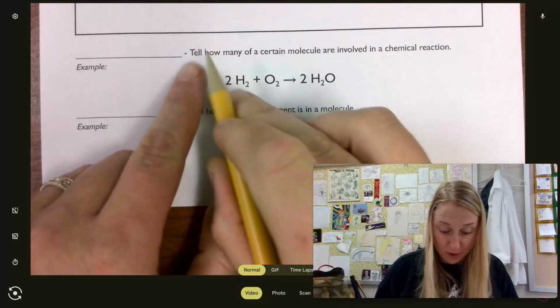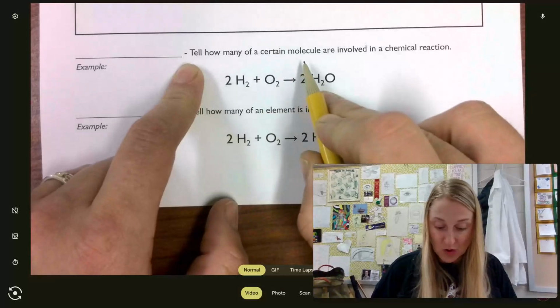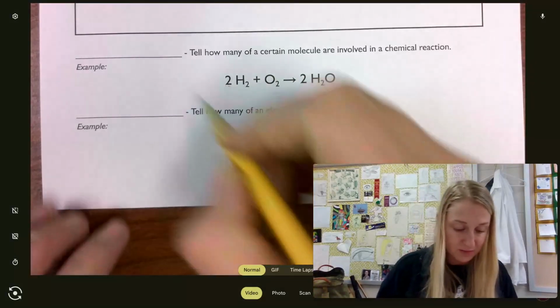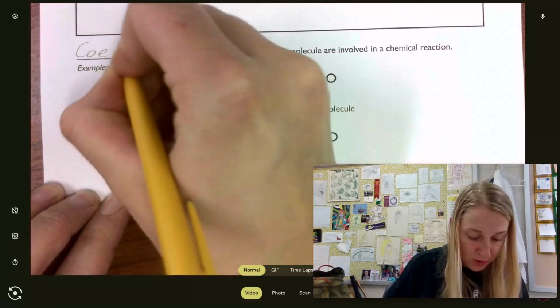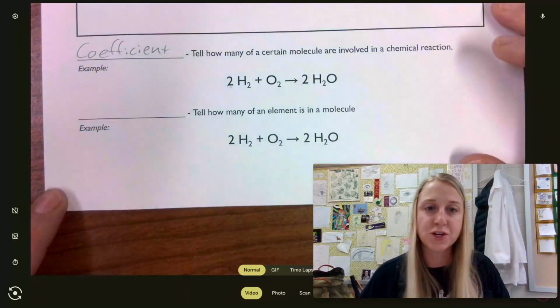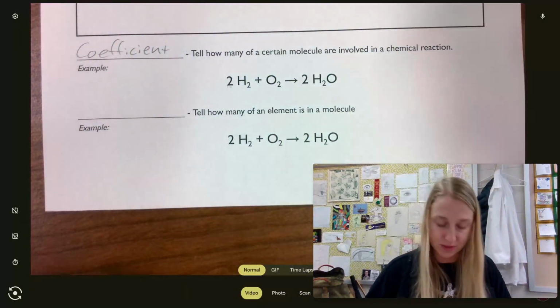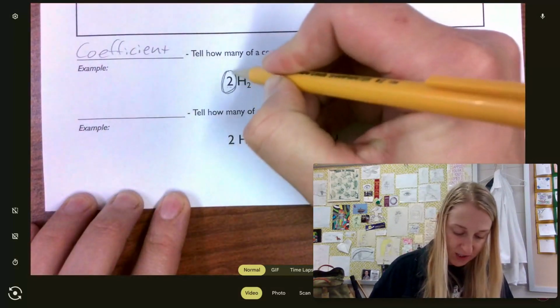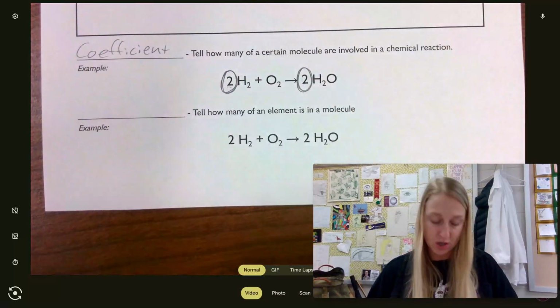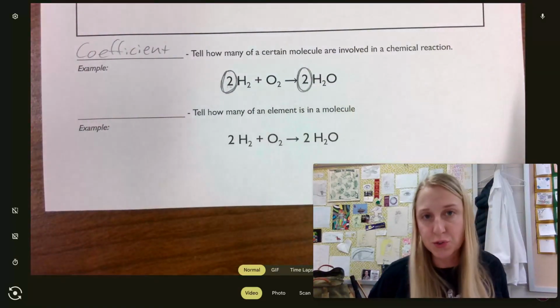So, first of all, knowing how many of a certain molecule are involved in a chemical reaction, that's these big numbers. We call those coefficients. A coefficient will tell you how many of a certain molecule is involved in a chemical reaction, and I'd like you to go ahead and circle the coefficients that we see in this particular chemical equation, which are those big 2's in front of the H2 and the H2O.